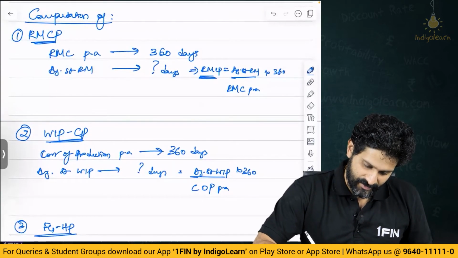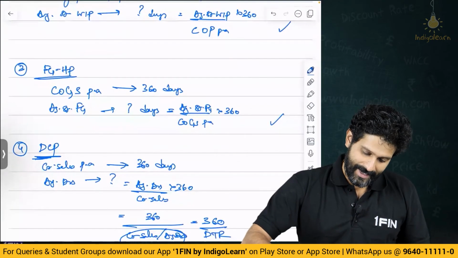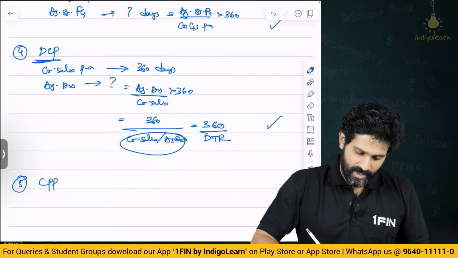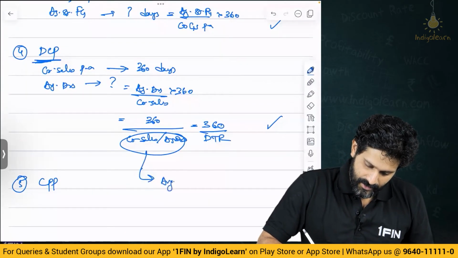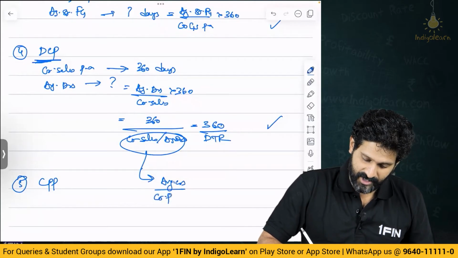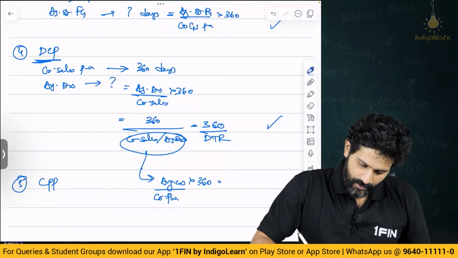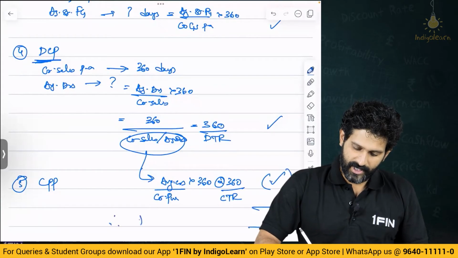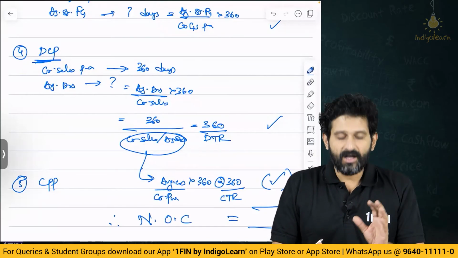Now, like this, we will have all the values. For raw material consumption period, some value we will have. Then work in progress conversion period. Then finished goods holding period. Then debt collection period. Lastly, credit payment period. The same lines can we write? Average creditors by credit purchases of raw materials into 360, or 360 by creditor turnover ratio will give us the credit payment period. Therefore, net operating cycle is equal to this. So, this is how we find out the net operating cycle.